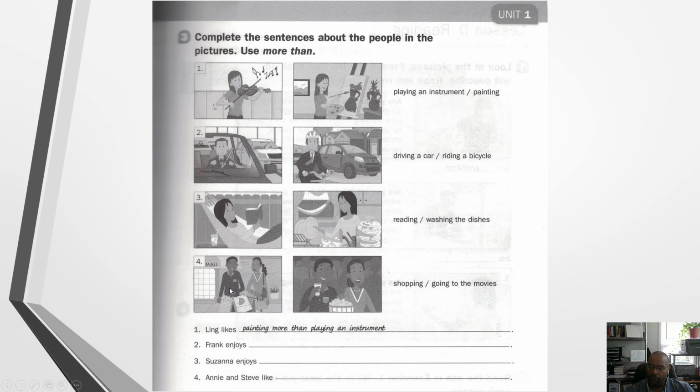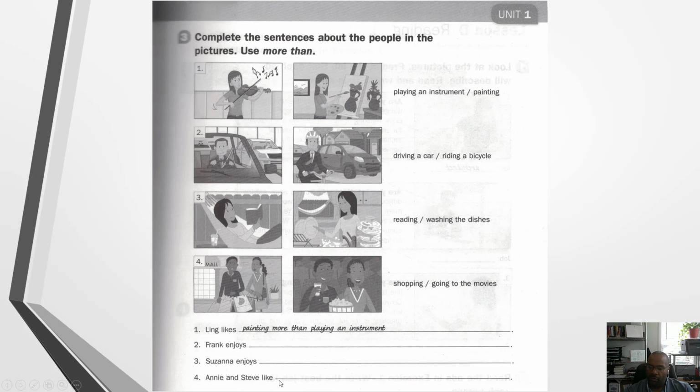And then number 4. Here we have Annie and Steve. So they don't look happy here shopping, but they do look happy going to the movies. So I would say they like going to the movies more than shopping.